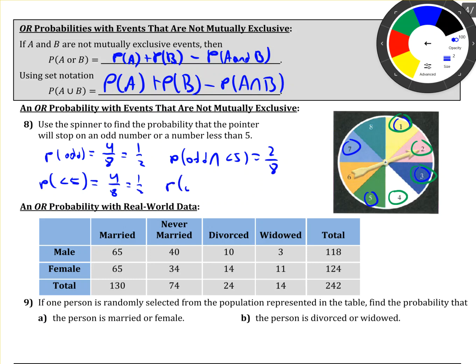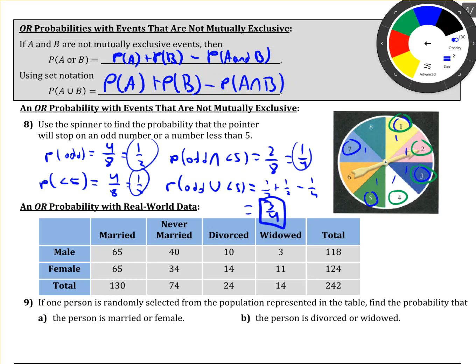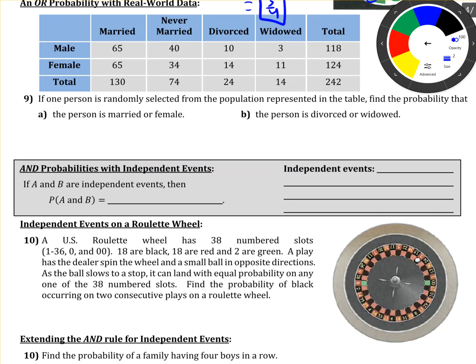So the probability of odd or less than 5 is going to equal 1/2 plus 1/2 minus 1/4. I used 1/4 there. So I took the 1/2 plus the 1/2 minus the 1/4, and that gives me 3/4. So that's using the formula. Otherwise, I could have just gone, okay, this one works, this one works, this one works, this one works, this one works, this one works. How many do I have? I have 6, so 6 out of 8 gives me 3/4. That also works just fine.